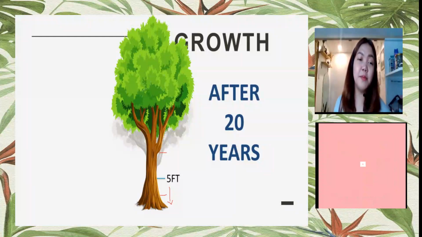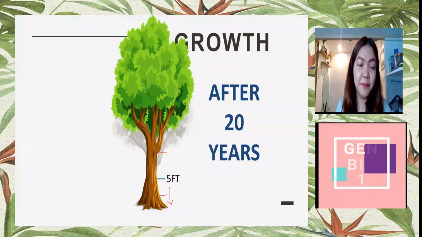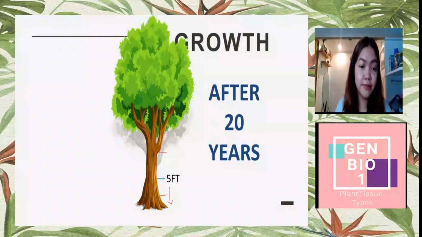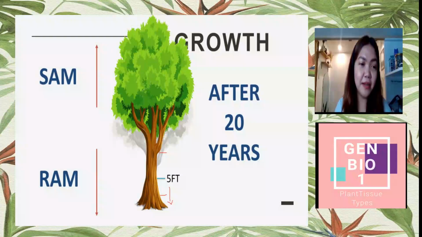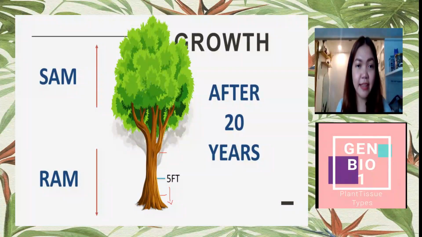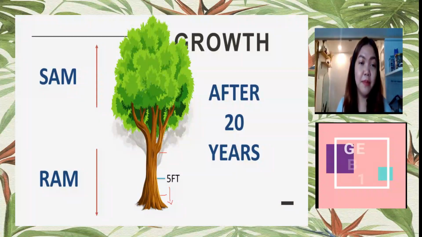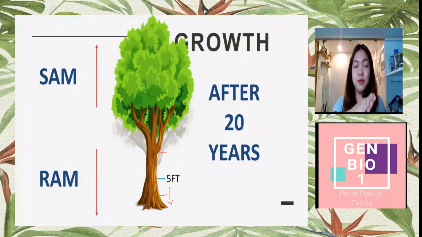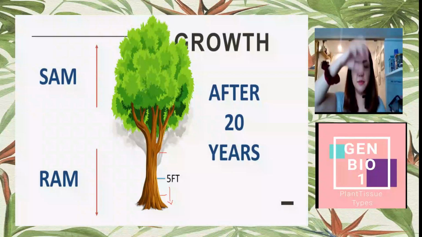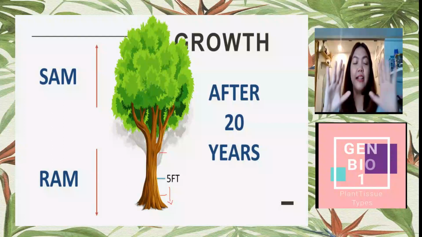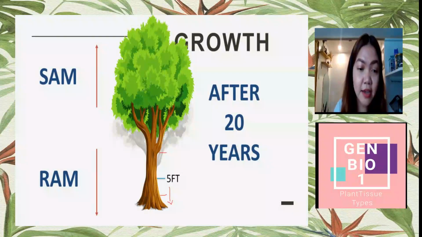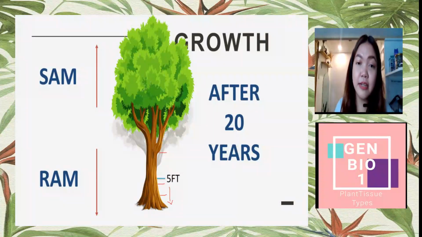So, you would ask me, ma'am, bakit hindi naman siya parang nabago, nandun pa rin siya? It is because of the SAM and the RAM. So your SAM is the shoot apical meristem and your RAM is the root apical meristem. So you need to understand kasi your plant, they tend to grow longitudinally muna. So pataas, isa-isa pababa. In the middle part, they will stay like that lang. That's why yung 5 feet na minark ko dito, still 5 feet.